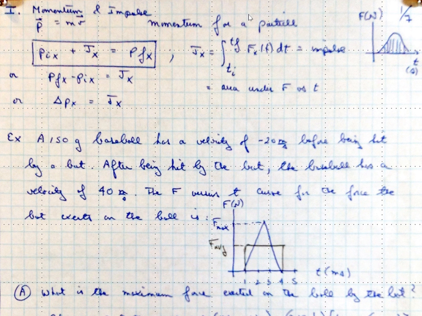Okay, your chapter begins with a discussion of momentum and impulse. The first thing to understand is that momentum is a vector, and for a particle of mass little m, it's computed by multiplying the mass times the velocity of the particle. So momentum and velocity point in the same direction. And the units are kilogram meters per second.